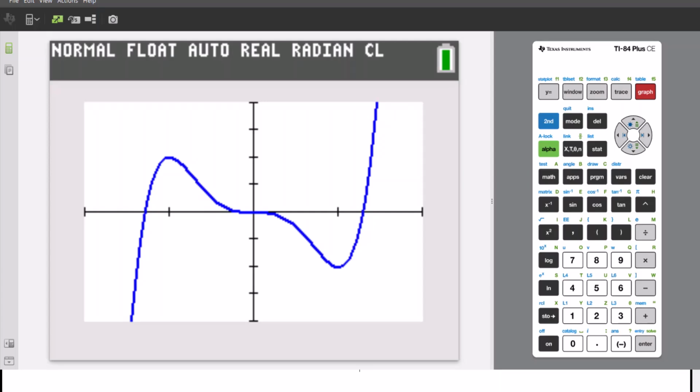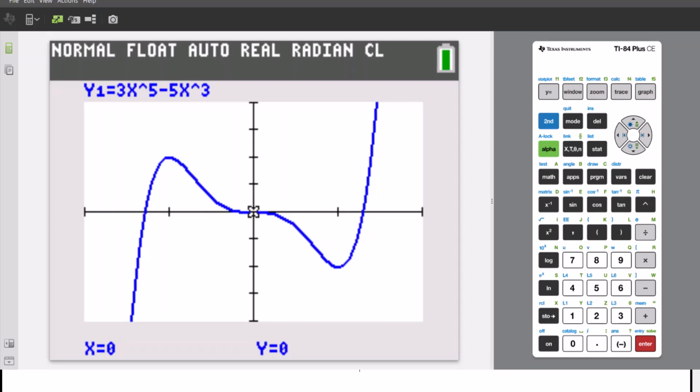Let's first start by tracing the 0, 0. This is an inflection point. Remember, the first derivative resulted in a 0 as a critical value, but it was neither a maximum nor a minimum. As we can see right there, it's not a maximum, it's not a minimum, so that confirms our findings.